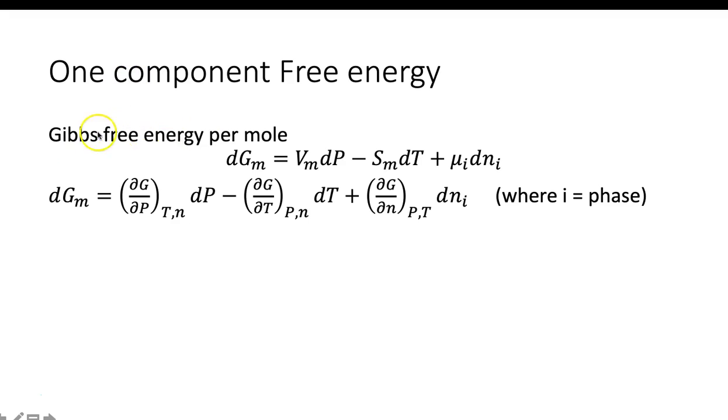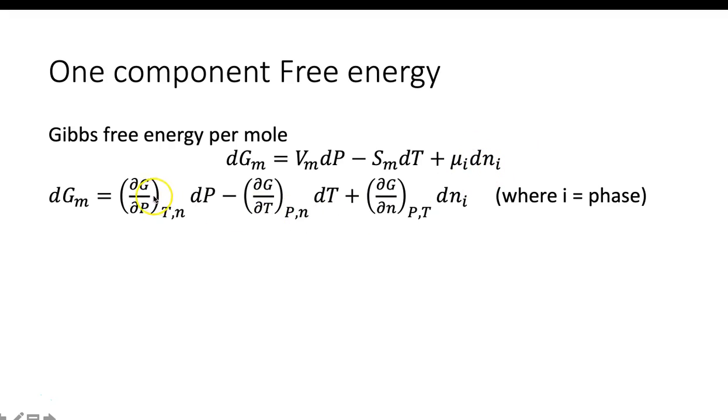So if we write out the Gibbs free energy, the differential Gibbs free energy. We learned this the last time, right? We have VdP, SdT. These are per molar, just to make it an intensive property. And then we have chemical potential and the change in the number of moles of each.